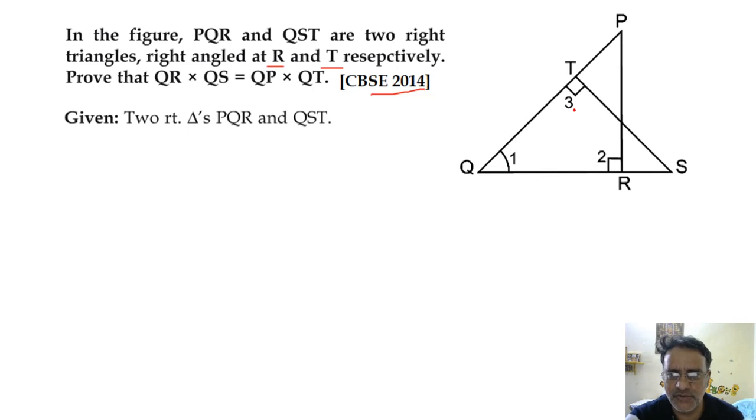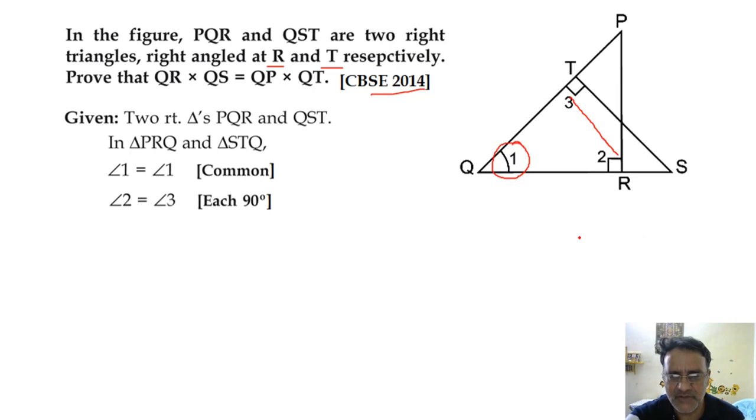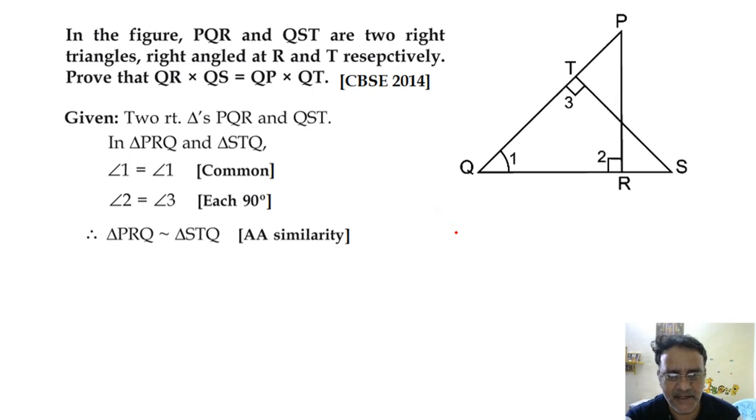Okay, so we are taking 1, 2, 3. So in these two triangles, angle 1 is common to both the triangles, and these two angles are 90 degrees each. So therefore these two triangles are similar by which criteria? AA similarity. Right, AA criteria. Now we are going to find the corresponding sides. Okay, so you tell me the opposite side of angle 1 in the first triangle.